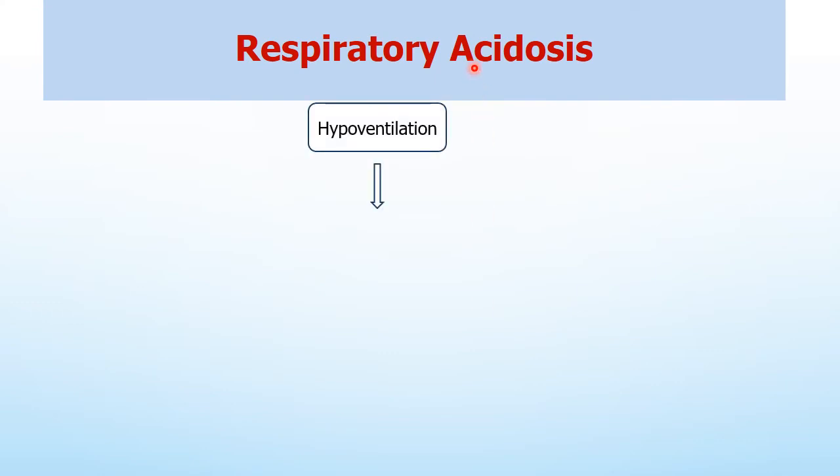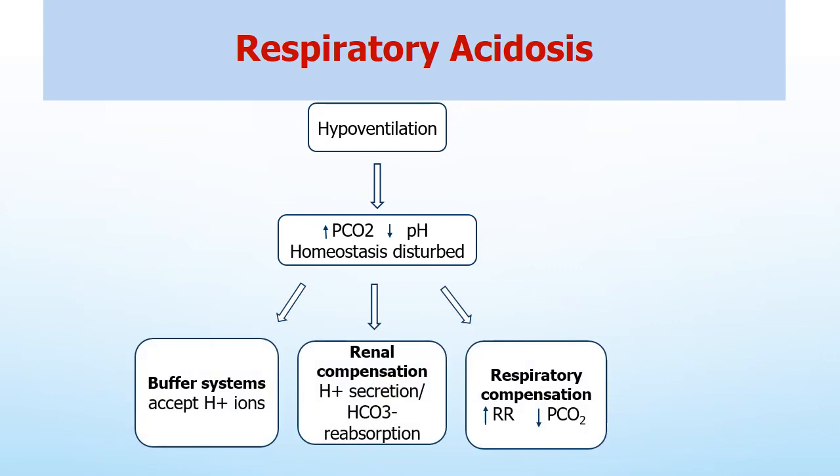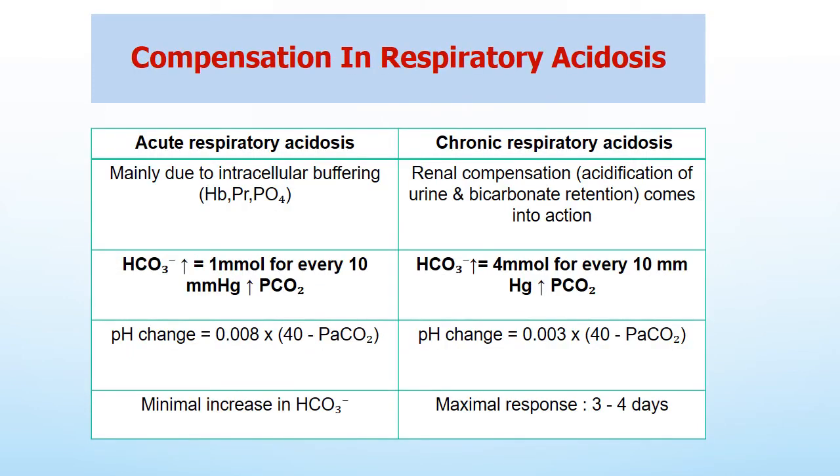Coming to respiratory acidosis, now let's consider if there is a baby undergoing hypoventilation, then there is increase in PCO2 and decrease in pH and the homeostasis is disturbed, and the buffer system, the renal compensation and the respiratory compensation come into action. So compensation in respiratory acidosis.